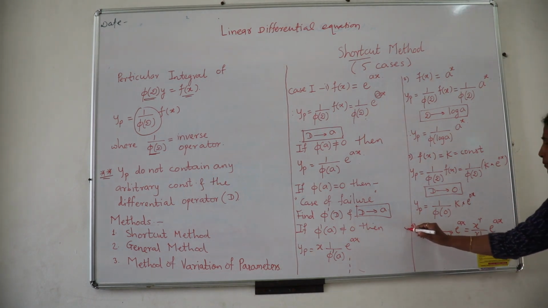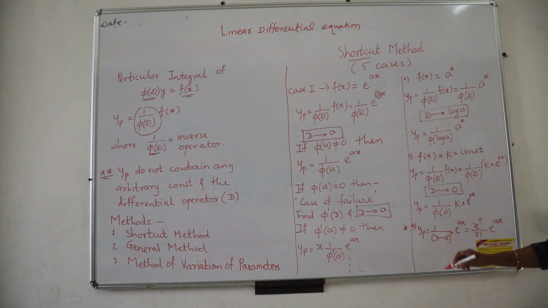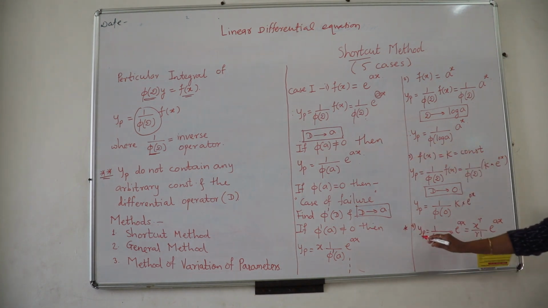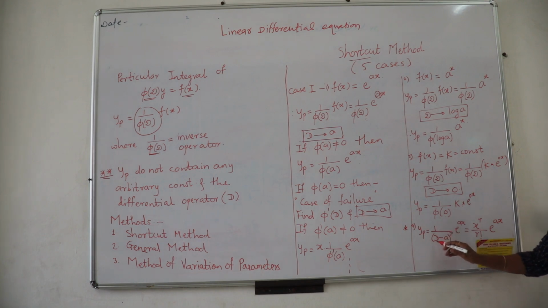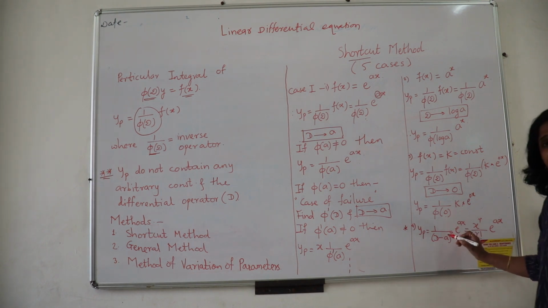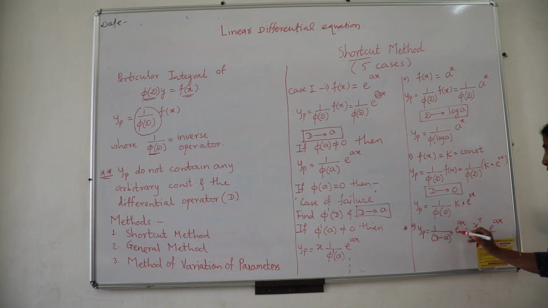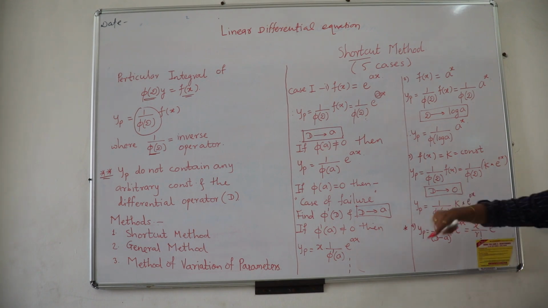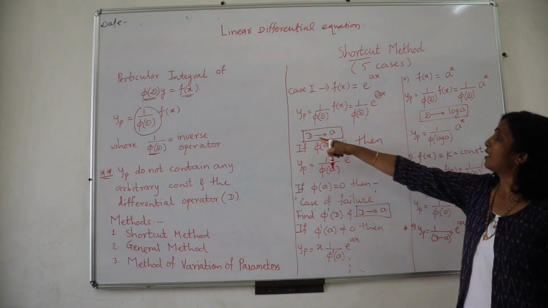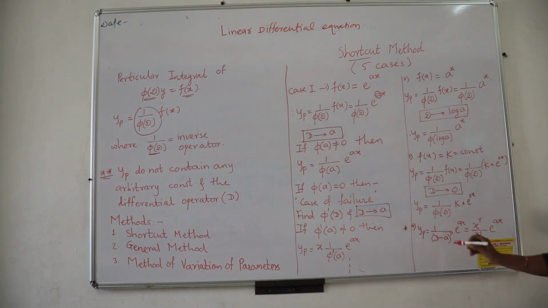And see, this is one direct application of what we have seen. Suppose your yp is in this form, 1 upon (D minus a) raised to r, e raised to x. Now first understand the meaning of this. This factor D minus a is appearing how many times? Bracket power r times. Now here as per the rule, D is replaced by a. This is the rule for the exponential function. So here D is replaced by a, giving a minus a, 0.